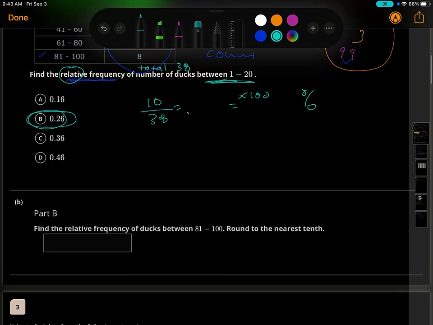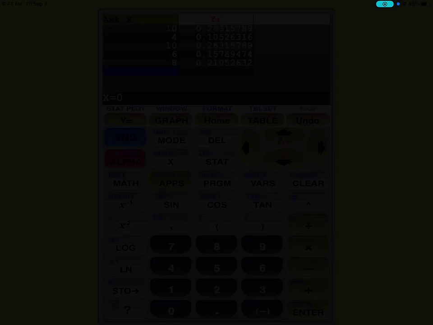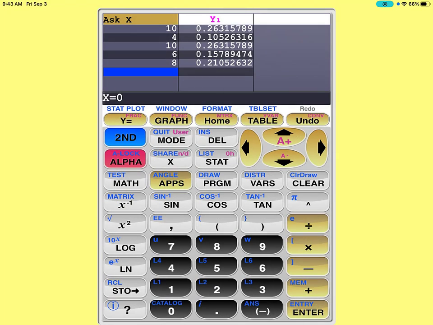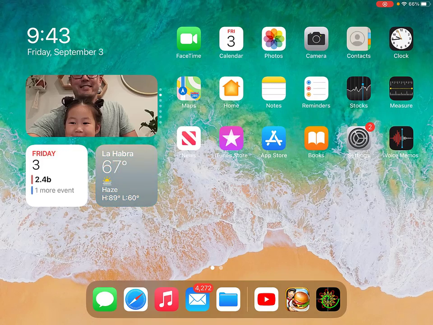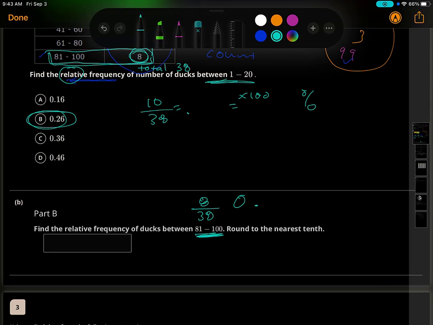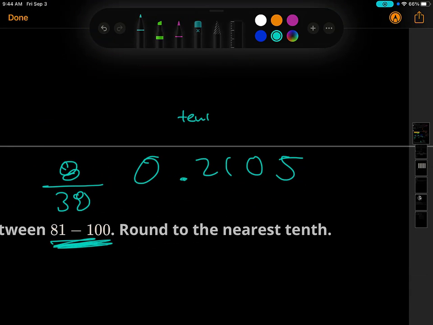Part B, find the relative frequency for 81 to 100. Ponds that had 81 to 100 ducks, that has a count of 8, so it's going to be 8 divided by 38. I can just look over here. And it says round to the nearest tenth. I'm going to write all the numbers so you know. 0.02105. So again, this is the tenths. If you didn't know that, this one is the hundredths.